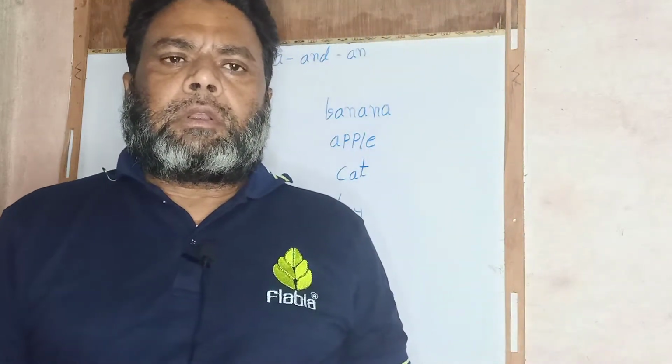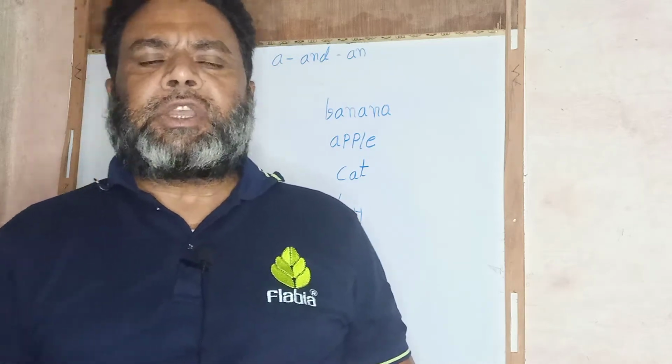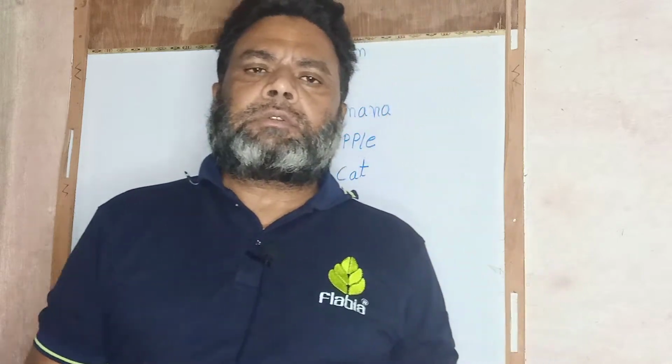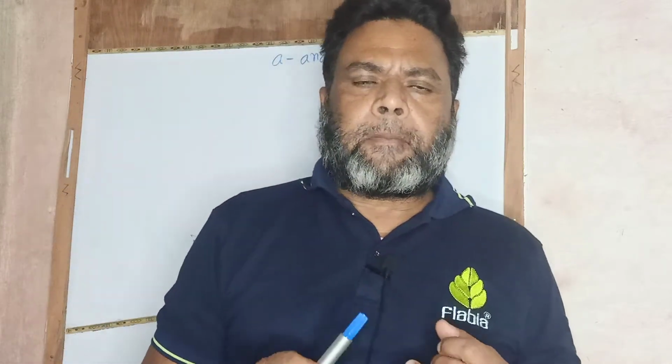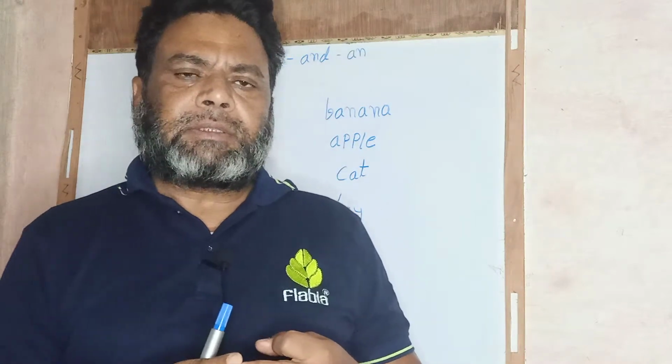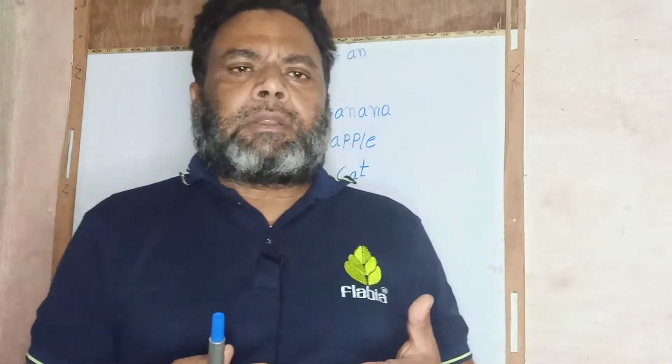Today we talk about using a or an. How do you use a or an? A or an is used in front of a noun. What is a noun? A noun is the name of a person, place, thing, or animal.